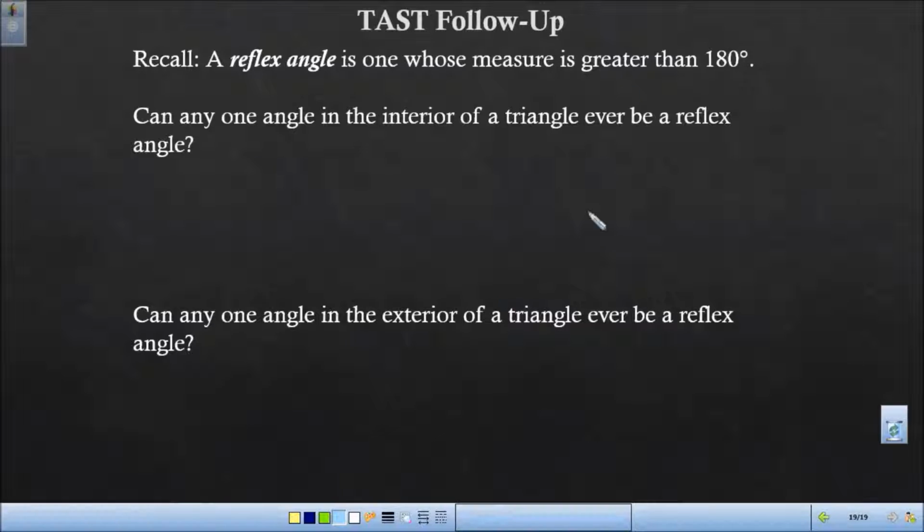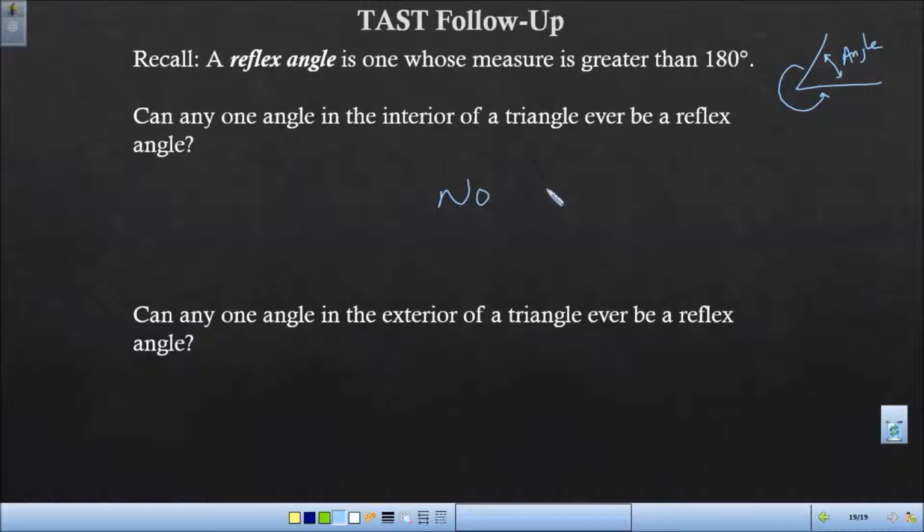We defined a long time ago that a reflex angle is one whose measure is greater than 180 degrees. A reflex angle refers to this part of the circle formed by this angle. So if this is the angle, its reflex is all this stuff out here. So, can any one interior angle of a triangle ever be a reflex? The answer is no, because all of the angles have to be less than 180 degrees.